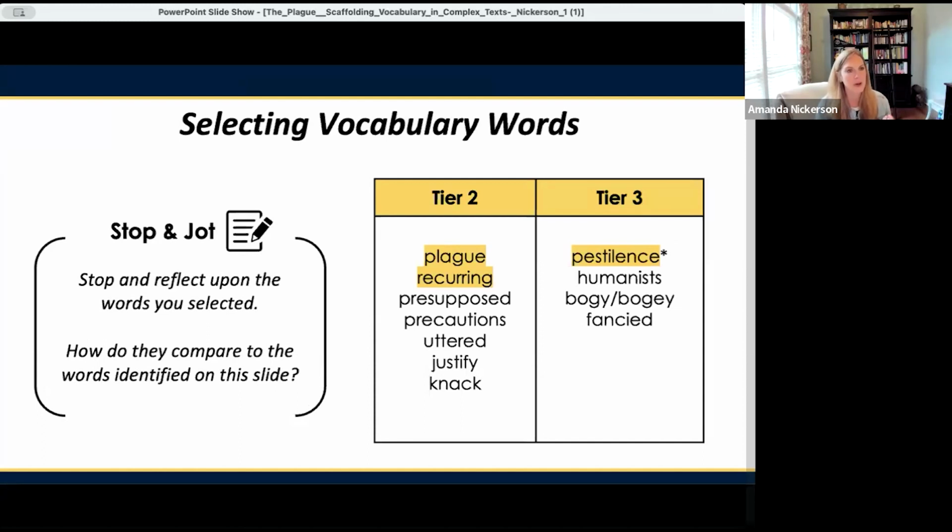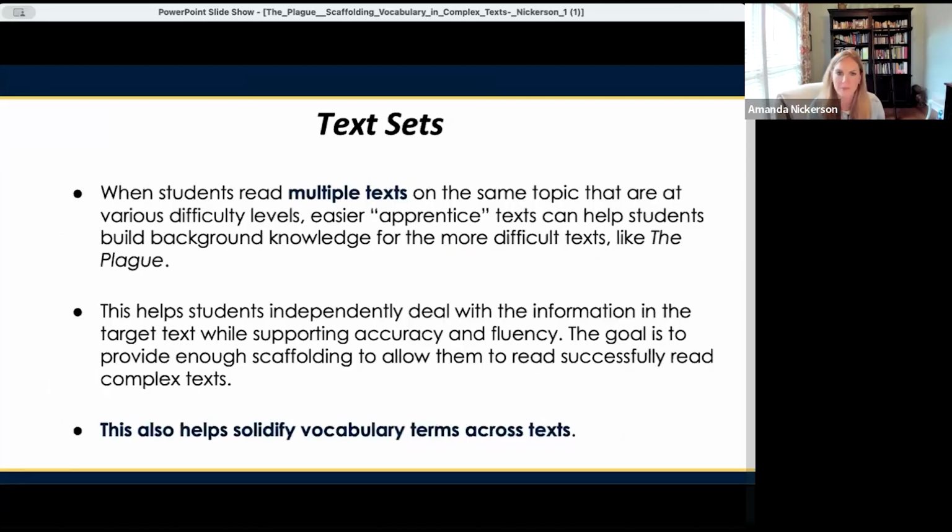And that's what I want to point out here. Notice those words that are highlighted, right? Those are the words that I've determined might be more important than some of the others on this list. So I've got to start whittling them down. And then I have to start thinking about how I'm going to actually teach those words.